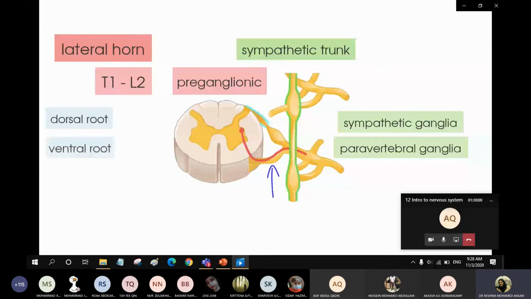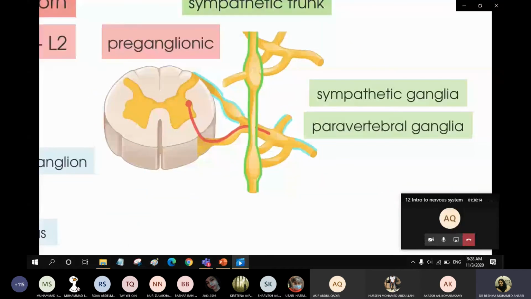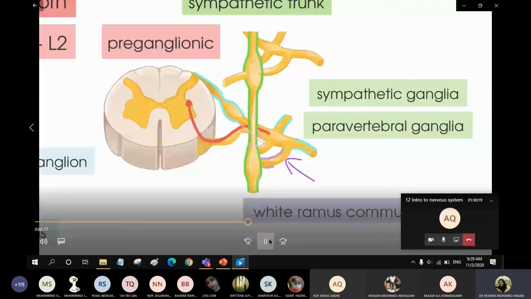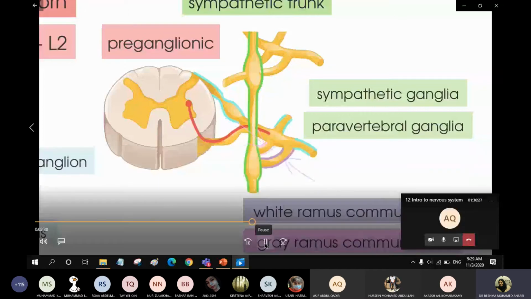So we usually have these gray rami communicants come out. This cyan blue color is the dorsal root and the red color is the ventral root. This blue color indicates the spinal nerve. Now they have put two arrows here. One is a purple arrow and the other is a light pink arrow. The purple arrow is the white rami communicants and the light pink color is the gray rami communicants.